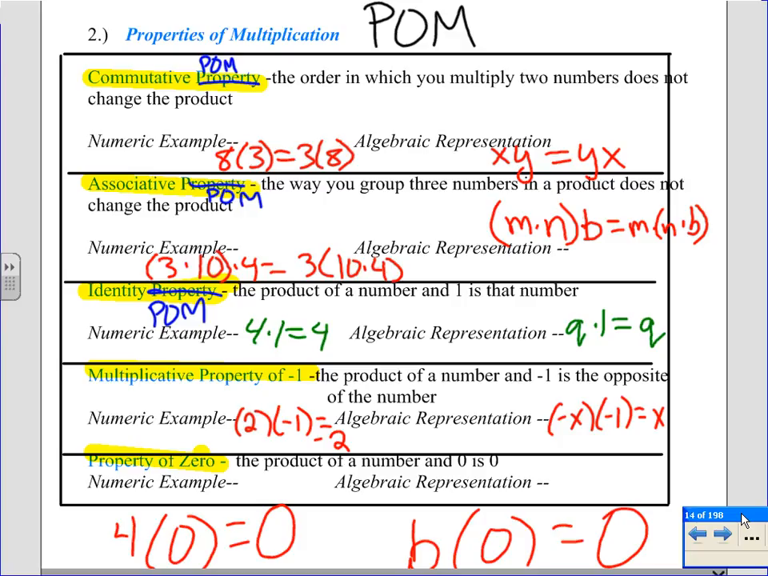This says the product of a number and 0 is 0. So 4 times 0 is 0. B times 0 is 0. So this one I think is the common sense one if the other ones are not to you. Property of 0. When you multiply something by 0, you get 0. When you're done with that, I want you to try letters A through D, actually A through E on your own.